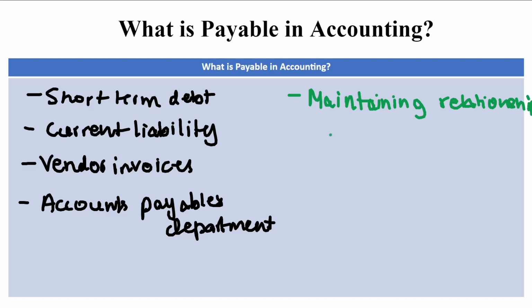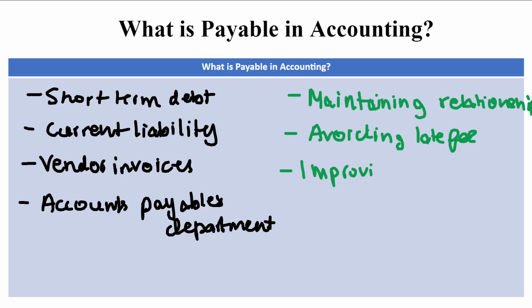Then we have avoiding late fees or penalties. Late payments can result in additional costs for the company because there are some vendors who charge you more money if you go past the date. Then we have improving cash flow. Efficient management of payables can help optimize cash flow and reduce the risk of cash shortages.